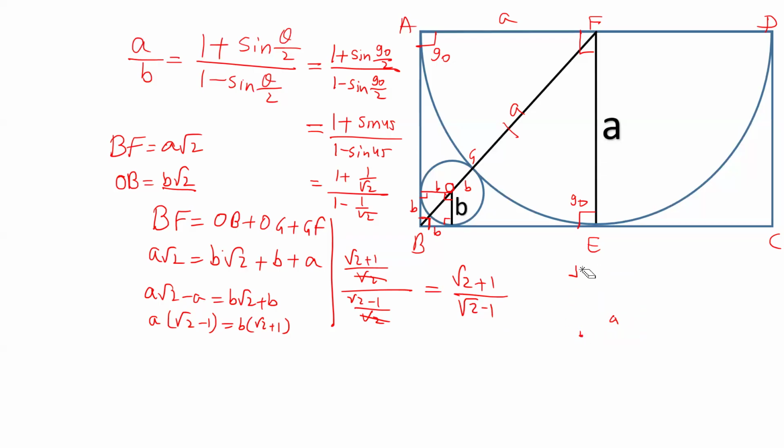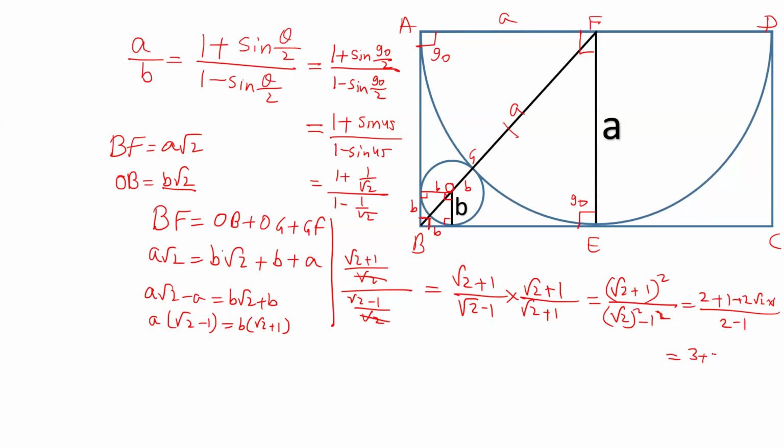And you can rationalize the denominator by multiplying and dividing by root 2 plus 1. The numerator will be root 2 plus 1 whole square. The denominator, root 2 minus 1 multiplied by root 2 plus 1, will be root 2 square minus 1 square. And the numerator will become root 2 square plus 1 square plus 2ab, that is 2 plus 1 plus 2 root 2, over 2 minus 1. So that is 3 plus 2 root 2 upon 1. This is the ratio of radius of semicircle and circle.